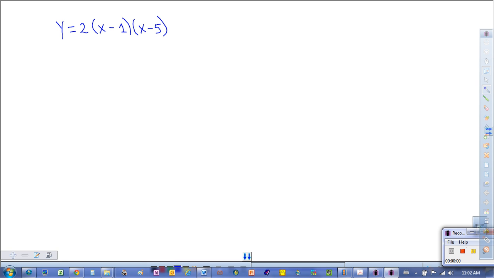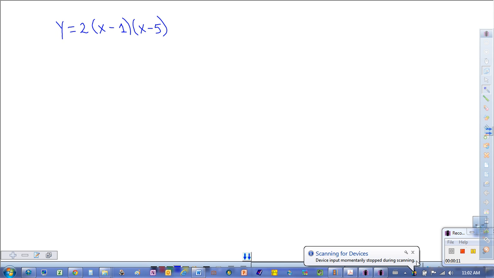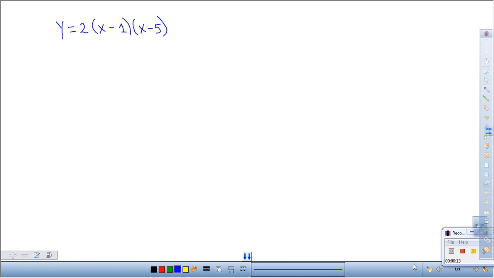I will teach you how to find the maximum or minimum point of a function, meaning the vertex point of a parabola, from the factored form of a given relation. Now, in this relation, we have y equals 2 times x minus 1 times x minus 5.